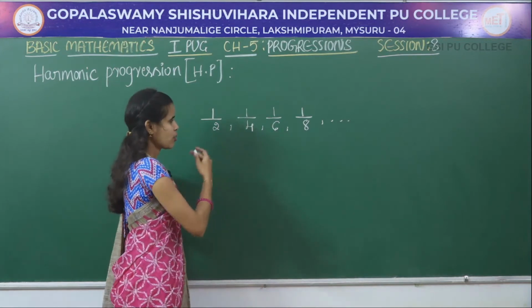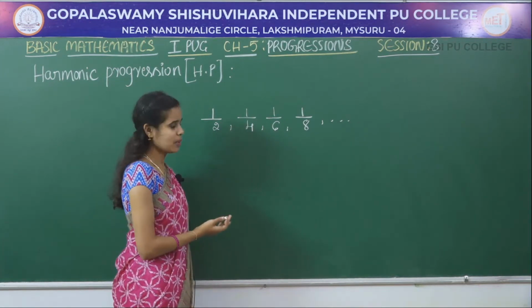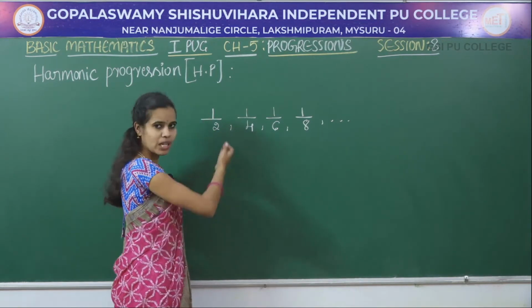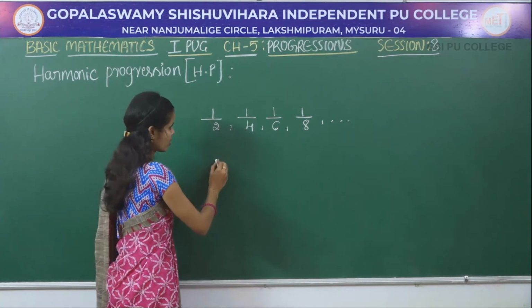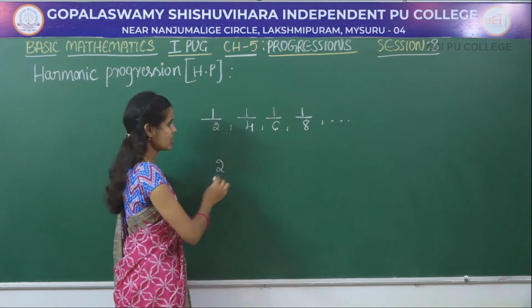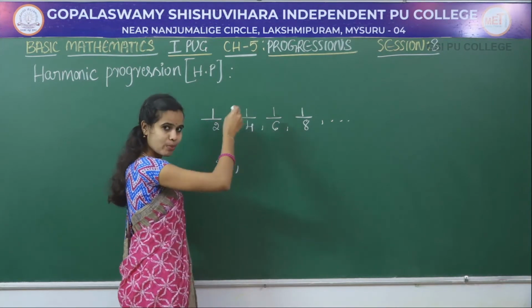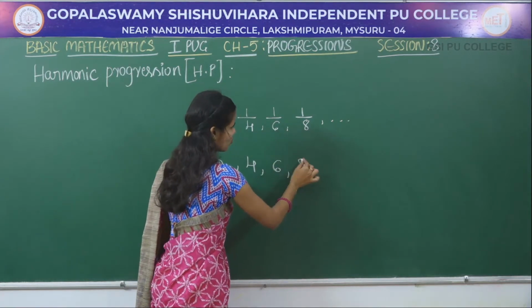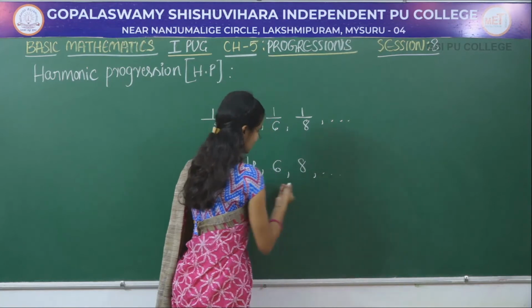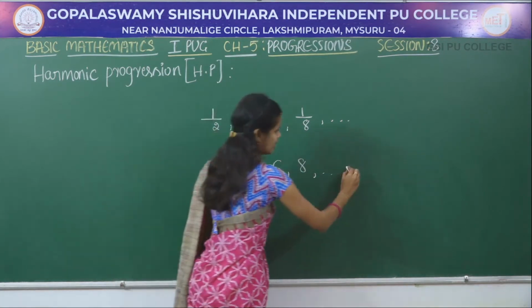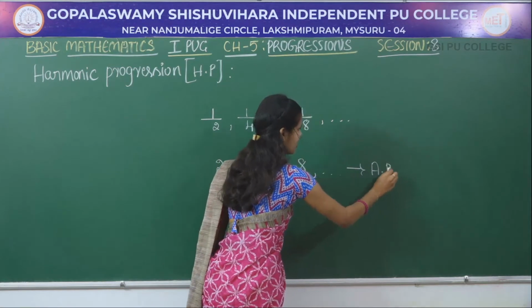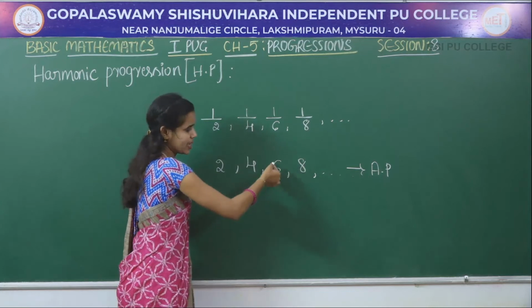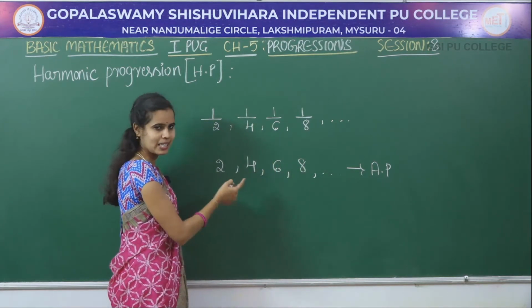Suppose we want to check whether this sequence is in HP, harmonic progression. First let us find the reciprocal of its terms. The reciprocal of 1 by 2 is 2, the reciprocal of 1 by 4 is 4, the reciprocal of 1 by 6 is 6, the reciprocal of 1 by 8 is 8. Here observe that the resulting sequence is in AP because the difference is constant: 4 minus 2 is 2, 6 minus 4 is 2, 8 minus 6 is 2. Therefore, this sequence is in AP.